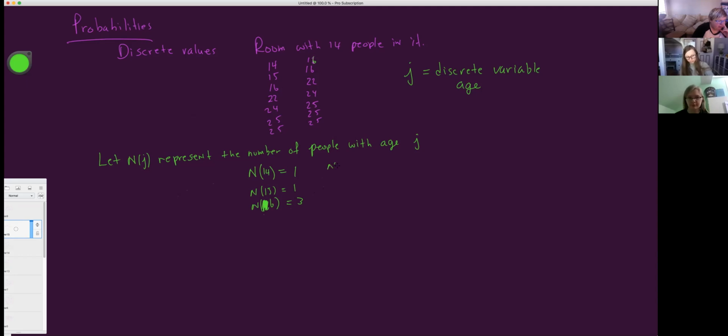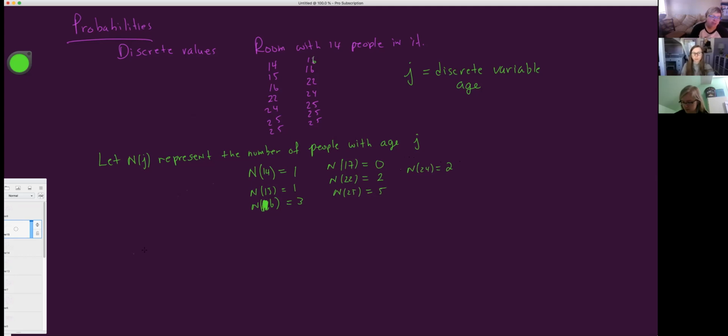What about n of 17? 0. And what about n of 22? 2. N of 25? 5. And n of 24? 2. Yeah. Okay. Now I left off a bunch of ones that are 0, right? There's no 12-year-olds, there's no 11-year-olds, there's no 5-year-olds, there's no 60-year-olds, etc.